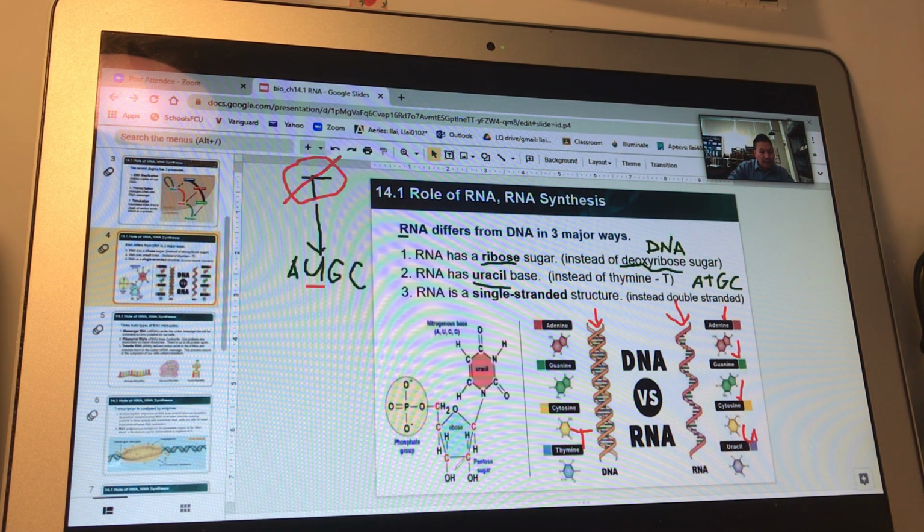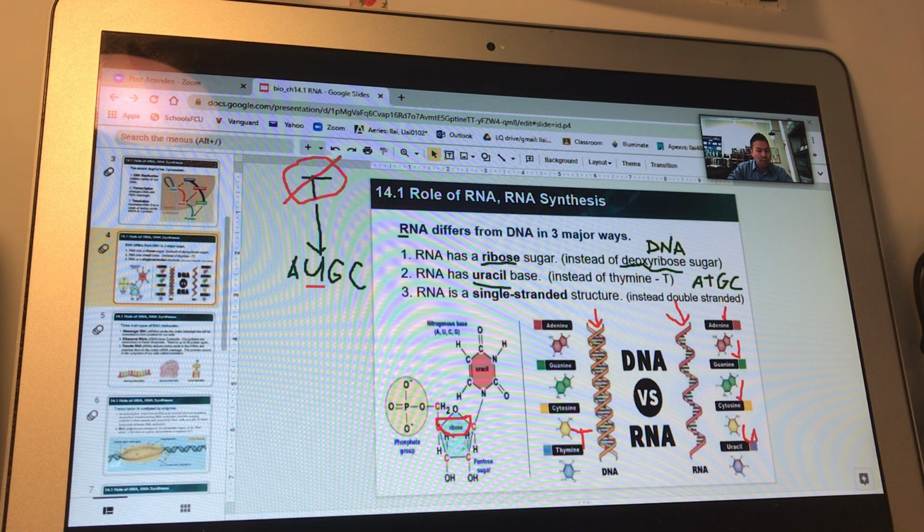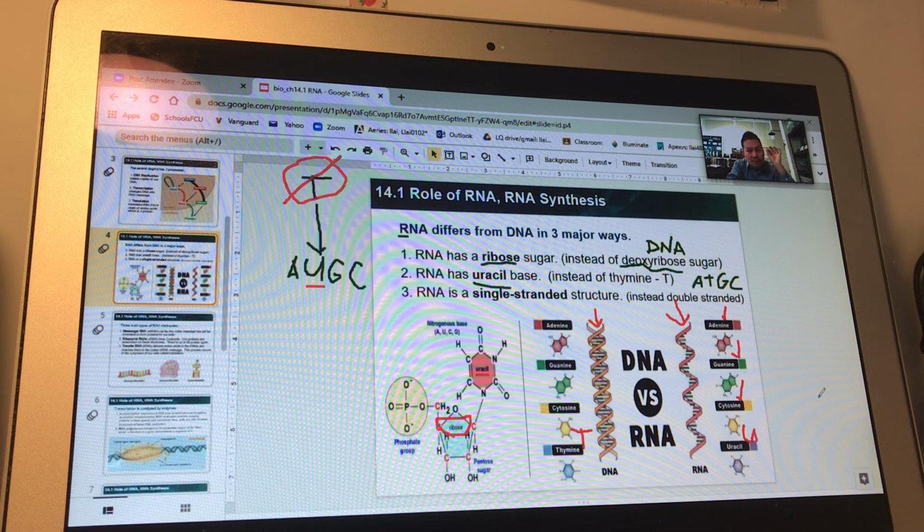The nucleotides, just like DNA, it has 4 nucleotides: A nucleotide, U nucleotide, G nucleotide, and C nucleotide. And the nucleotides are identical to DNA. It has a phosphate, a sugar. The sugar is different. Instead of deoxyribose, it has a ribose sugar. And then it has a base. This base is uracil, U for uracil. So those are the minor differences.